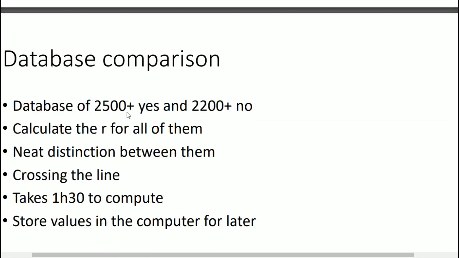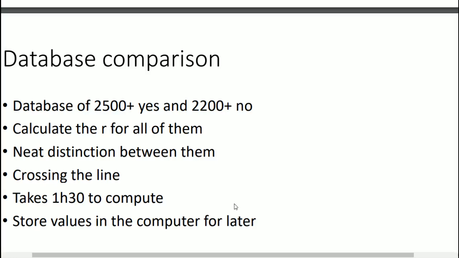So now we will compare to a database. In the exercise we were furnished a bunch of yes and no with different accents, with different hashing, with a different length, and we needed to compare it with our algorithm. So what we do, we calculate the value of r for all of them. We store into two vectors, yes and no, and both of them just store the value returned by the algorithm, so the value of r.